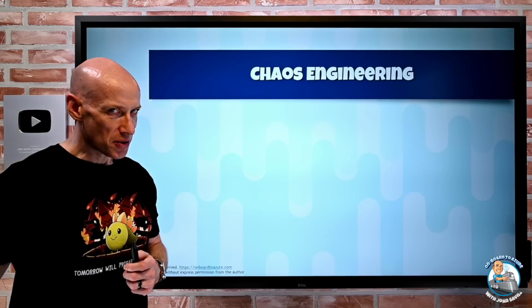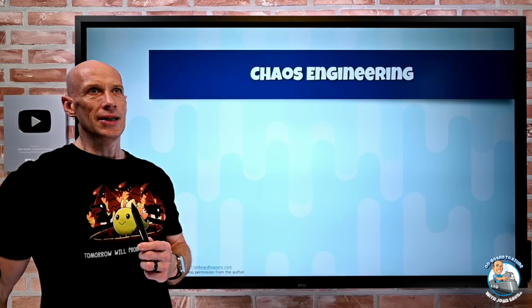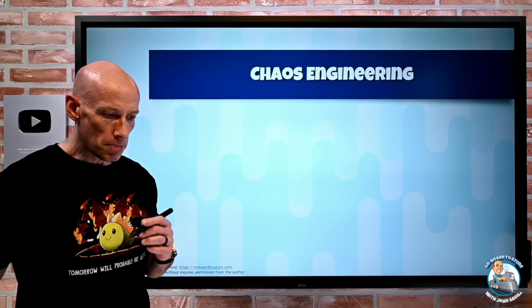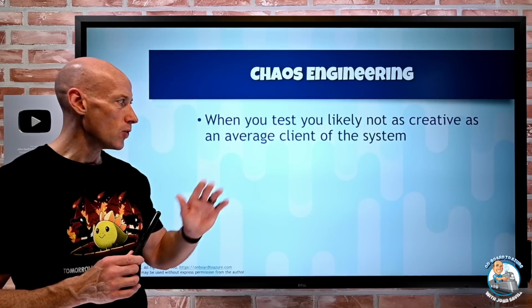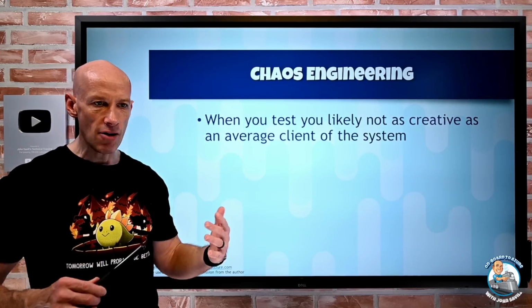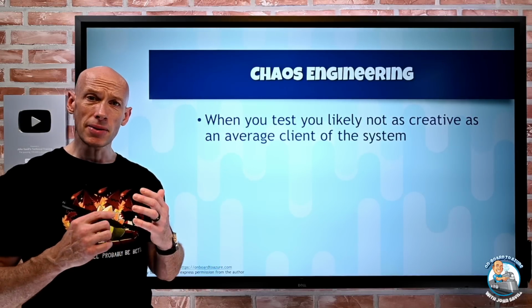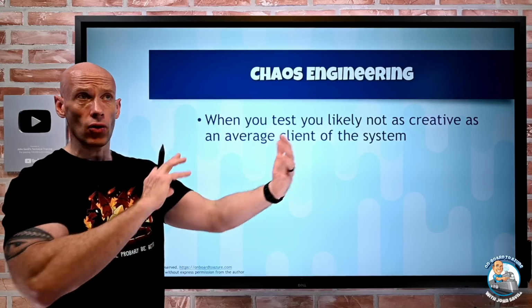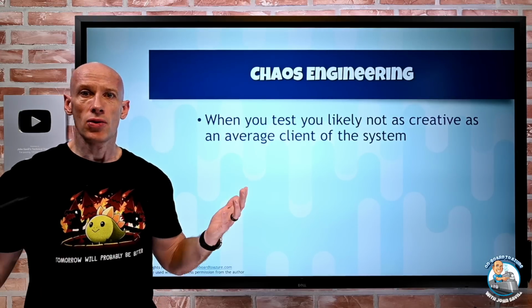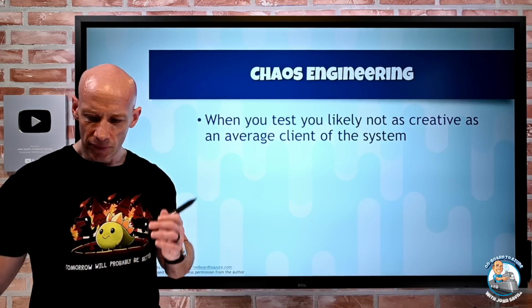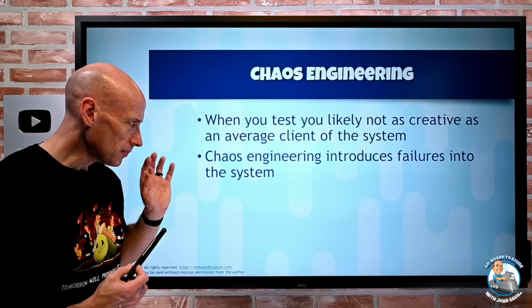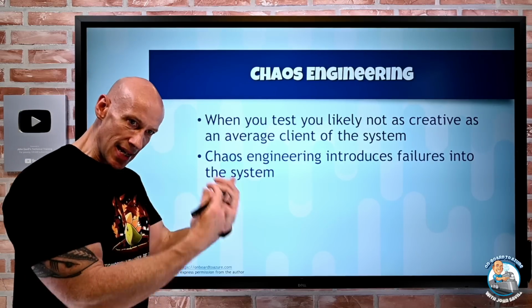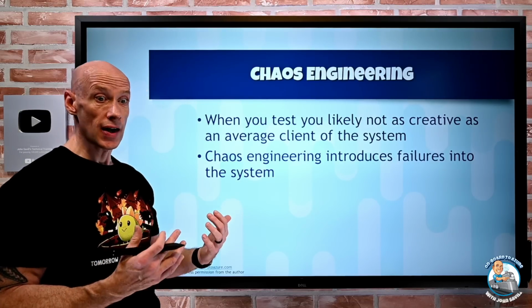As I mentioned, we will try and think of bad scenarios. Users will always outthink us. They'll always find things we never even considered. But what we want to try and do is get beyond the average client. And sometimes it's very hard, especially in the cloud, to emulate a failure. So chaos engineering is the idea of introducing failures into the system, actual failures.